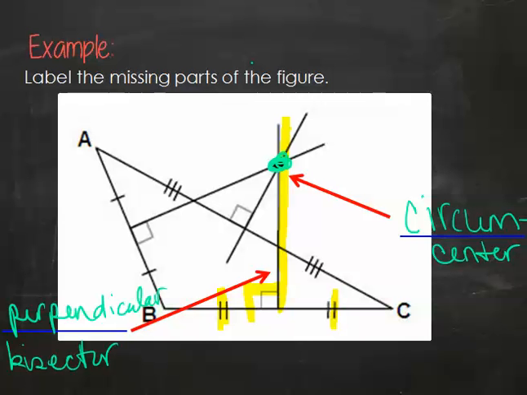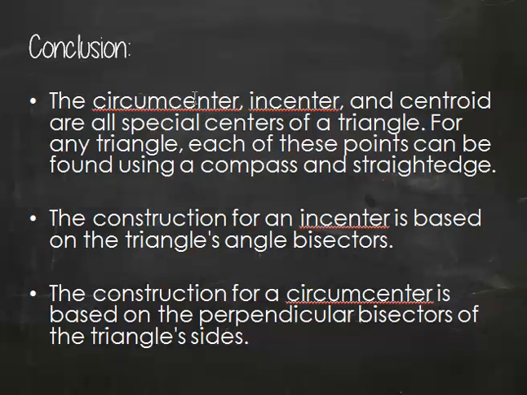Let's wrap this up. The circumcenter, the incenter, and the centroid are all special centers of triangles. They all contain that word center. For any triangle, each of these points can be found using a compass and a straight edge. The construction of an incenter is based on the triangle's angle bisectors. The construction of the circumcenter is based on the triangle's perpendicular bisectors. And the construction of the centroid, I know it's not listed here, is drawn from the medians of the triangle.